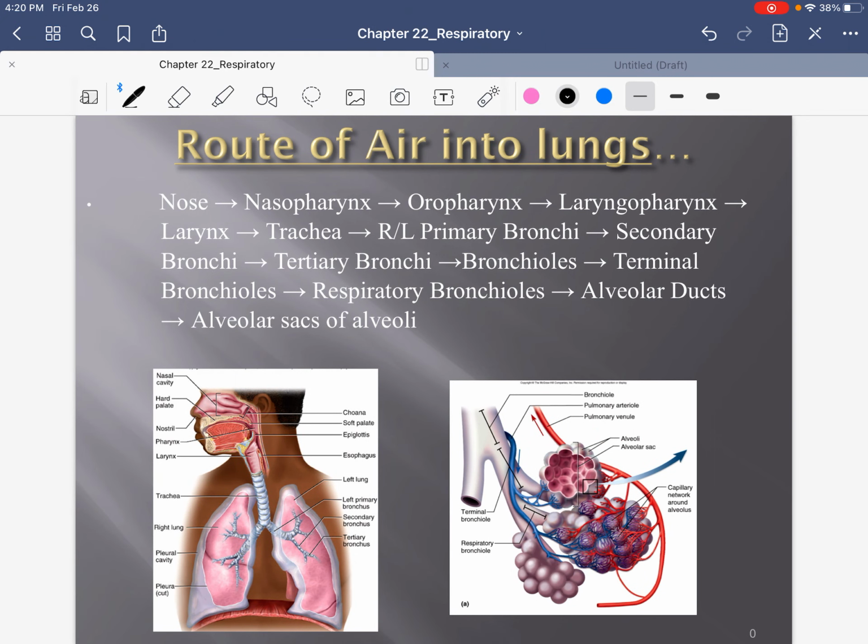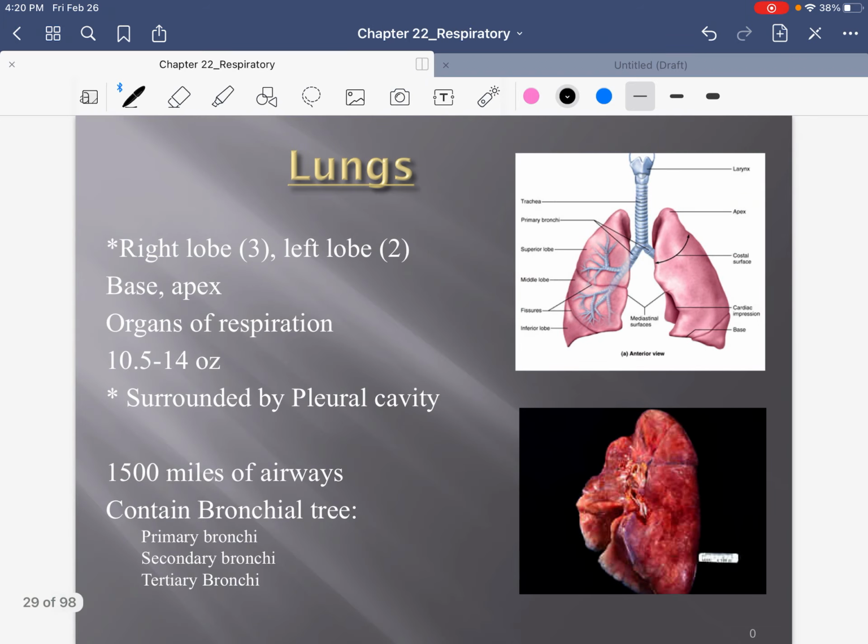Okay, make sure you review the route of airflow into the lungs, which I have already gone over. A couple words on the lungs. We've talked about the structures in the lungs, but let's talk about the actual lung tissue itself. We have 2 lungs, you know that. Please note that the right lung has 1, 2, 3 lobes, and the left lung only has 1, 2.